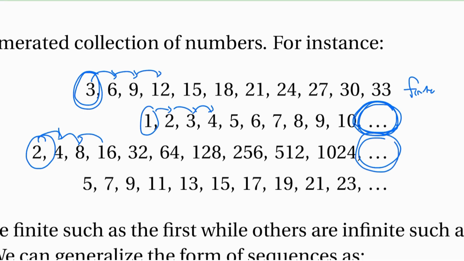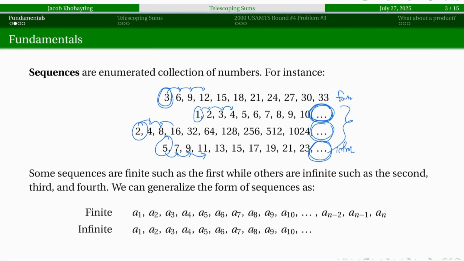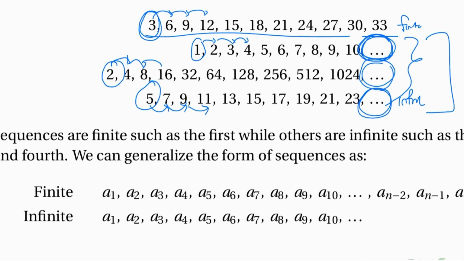Let's look at the next example. You start at 5, but you add 2 this time. And that also is infinite since these have these dots right here. So in general, some sequences are finite, like the first sequence right here, while other sequences are infinite, such as these right here. And we can generalize the form.